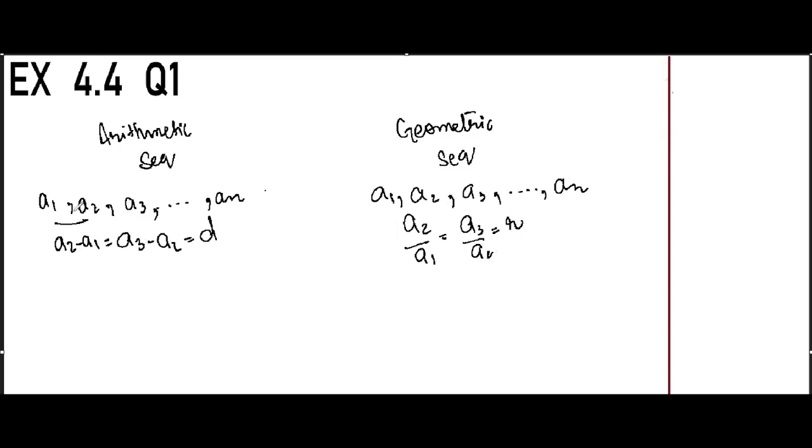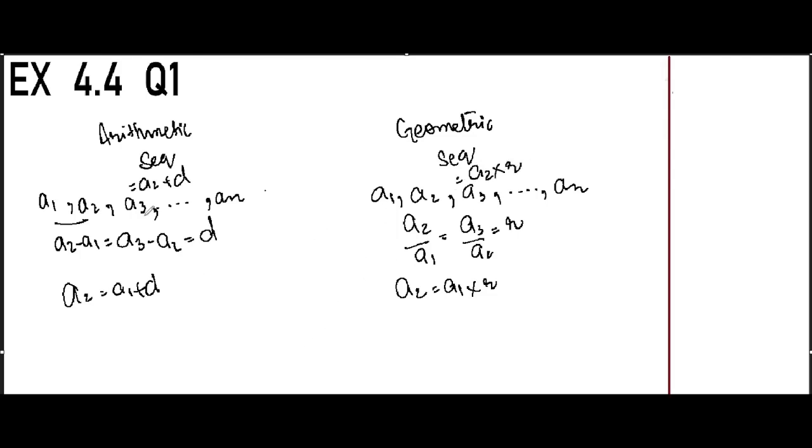Here the difference between any two consecutive terms is equal to the common difference. Here the ratio between any two consecutive terms is equal to the common ratio r. And here we can see that this term a2 is equal to a1 plus d. Here this term a2 is equal to a1 multiplied by r. So here we add the difference to get the next term. Then for a3 we are again going to add the difference to a2. a3 is equal to a2 plus d. Here a3 is equal to a2 into r.